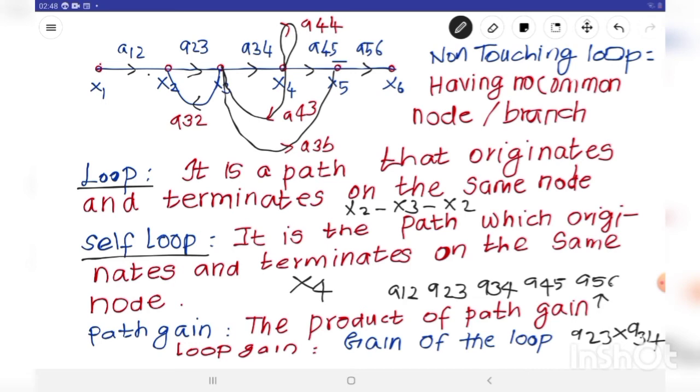Okay, then I am going to explain the last one. There is a non-touching loop. It is a loop which does not have any common node or branch. See the loop x2, x3 and x2, and you have to see the next self loop in x4. Both do not have any common node or branch. So this is known as non-touching loop. That's all.